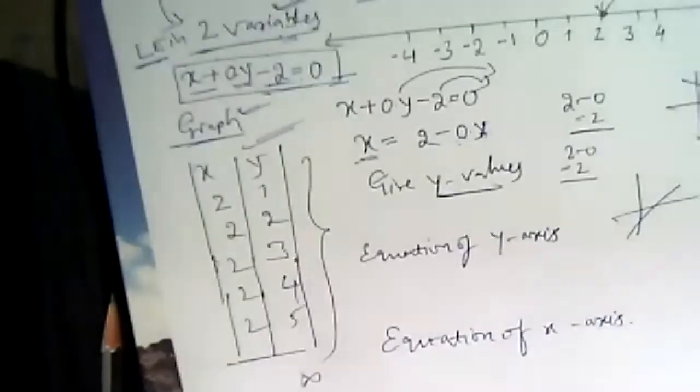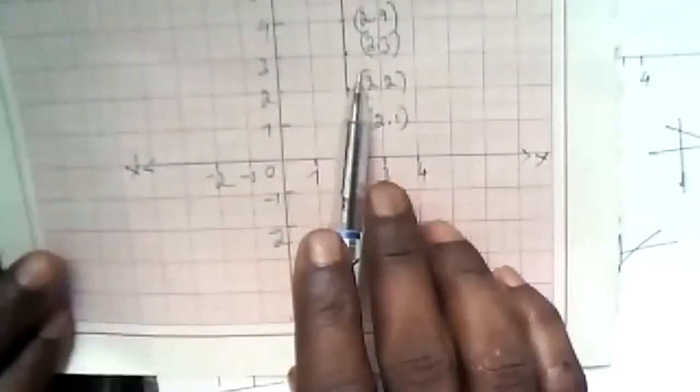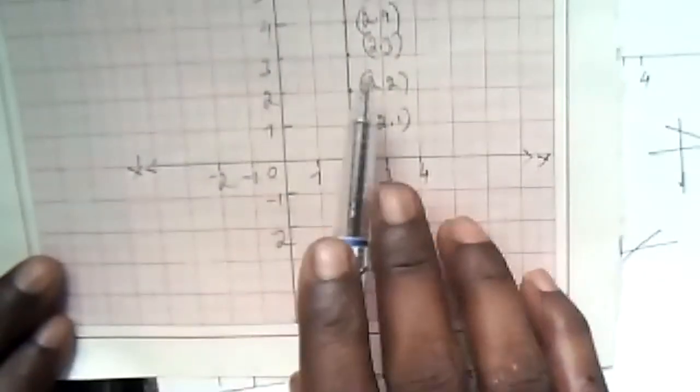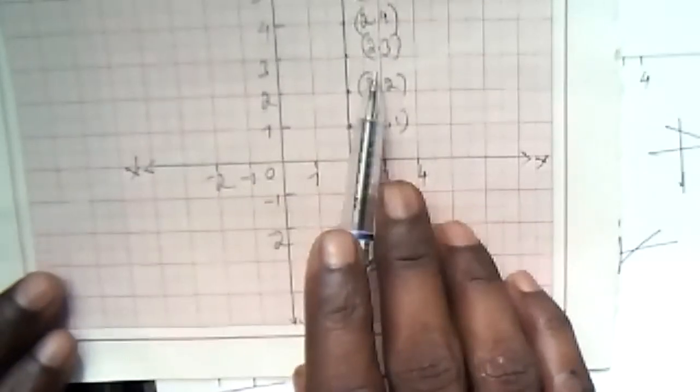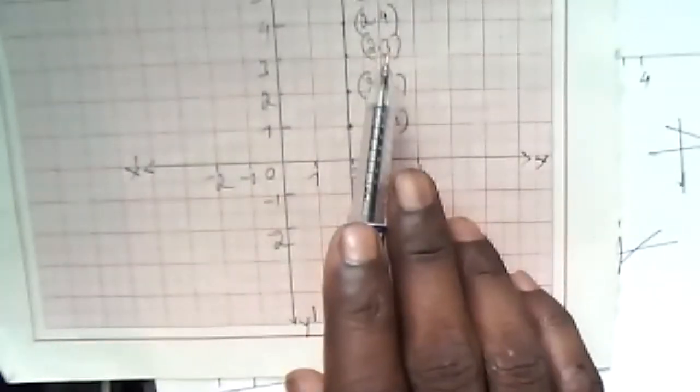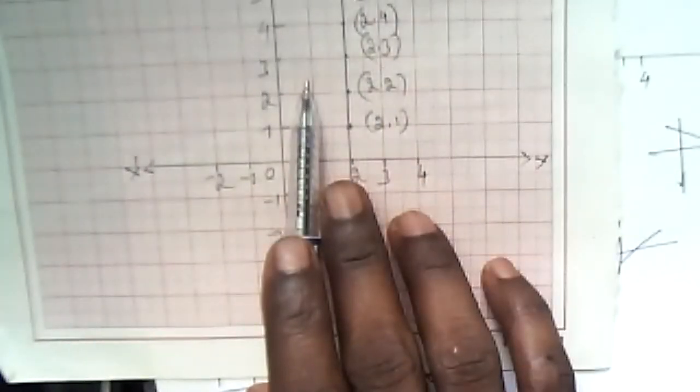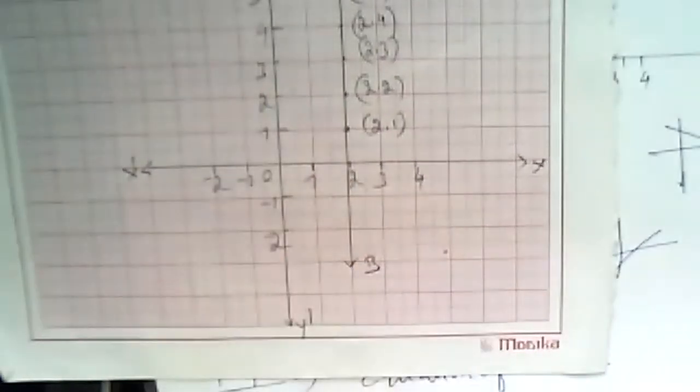x-axis. Okay, you can tell me this graph is parallel to the y-axis. Is it right? Okay, this graph is parallel to the y-axis. Therefore, if any graph is parallel to the y-axis, what is the equation? What is the equation? Now we have to find out.